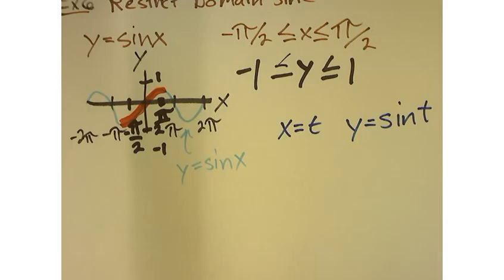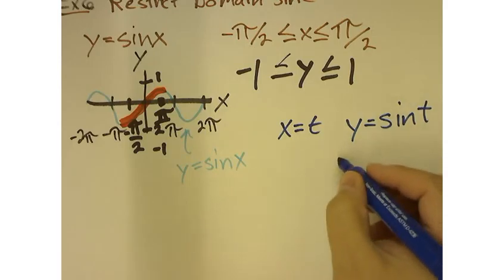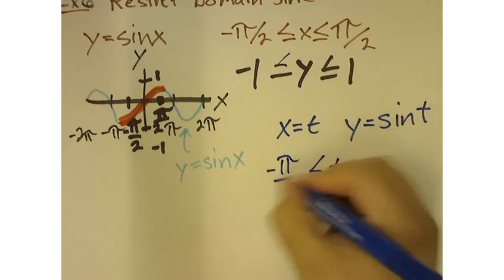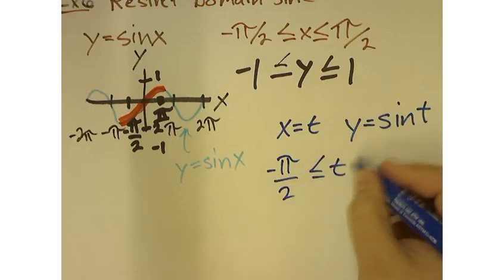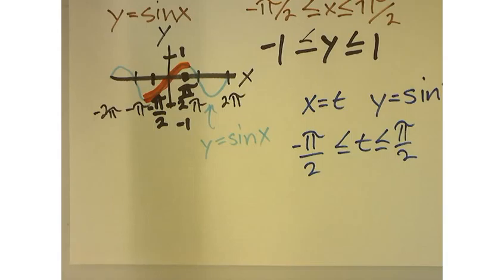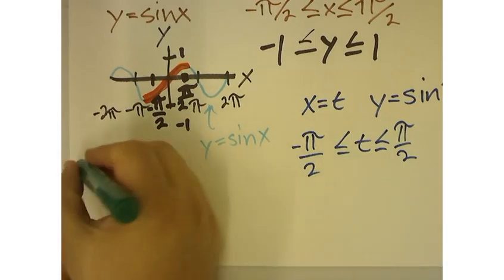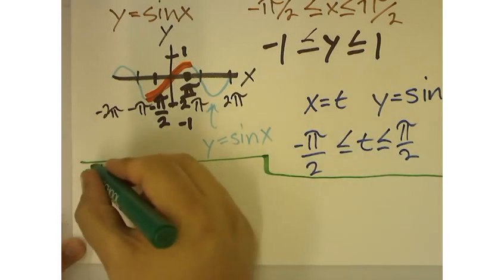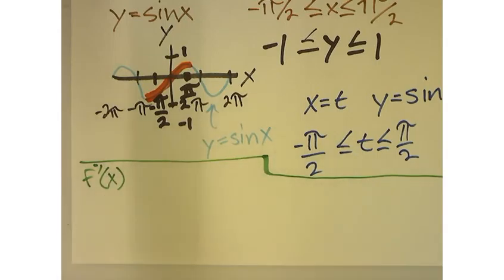So then what would my t values be? Well, my t values would be the same as my x values, right? So t would be bound between negative pi over 2 and pi over 2. Now if I wanted to find the inverse of this function, the inverse just flip-flops everything. So for the inverse of this function, if I flip-flop some things around, it is going to have some different things.